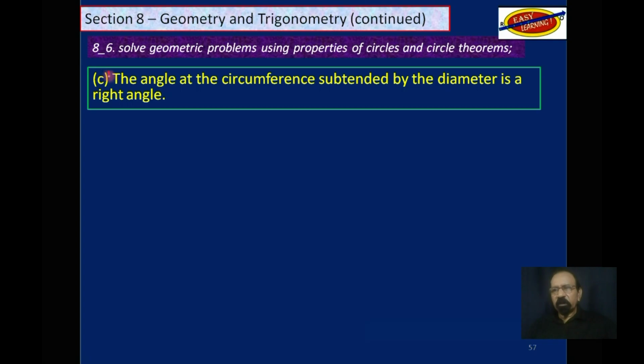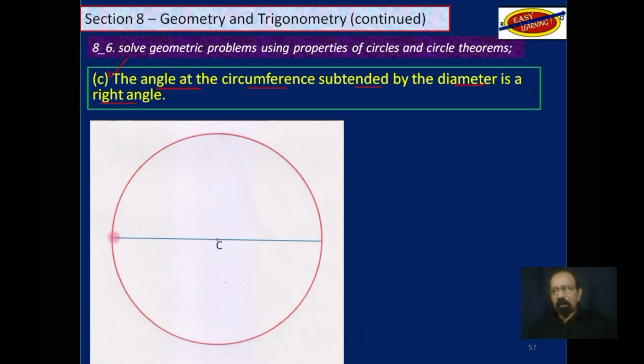Now we come to the third circle theorem. The angle at the circumference subtended by the diameter is a right angle. So this is the diameter here. If you have any angle on any side of that circumference, it will always be 90 degrees. If you begin from A and B, so let's choose D here.